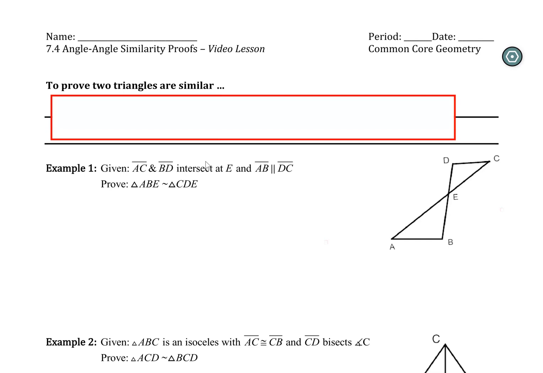But the important thing to note at the moment is, what does it mean to be that? So there are three different ways to prove that triangles are similar. Today's video is just going to show the first one, which is angle-angle similarity. So what does that mean?